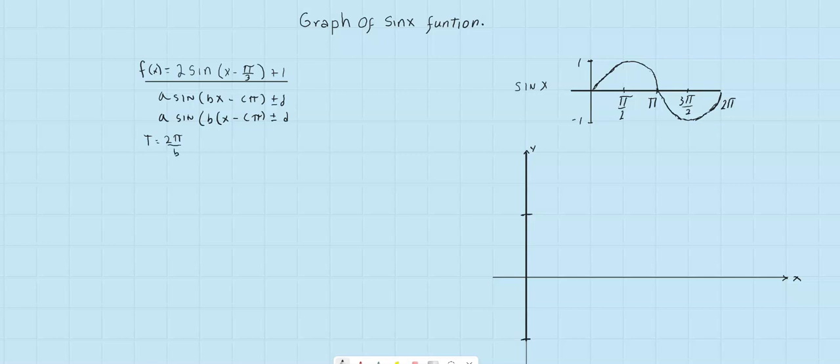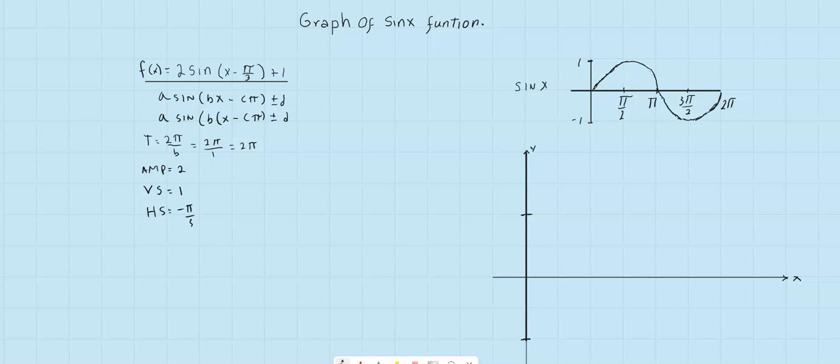2 pi divided by b. Well, the coefficient is just 1, so this means the period is 2 pi. It has an amplitude of 2, a vertical shift of 1, and a horizontal shift of pi over 3 to the right. So the first thing we need to look at is where our zeros are in the standard sine: 0, pi, and 2 pi.